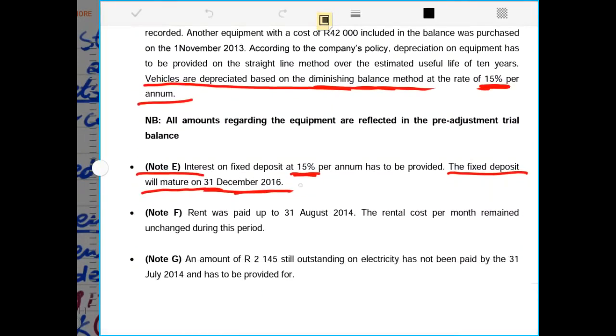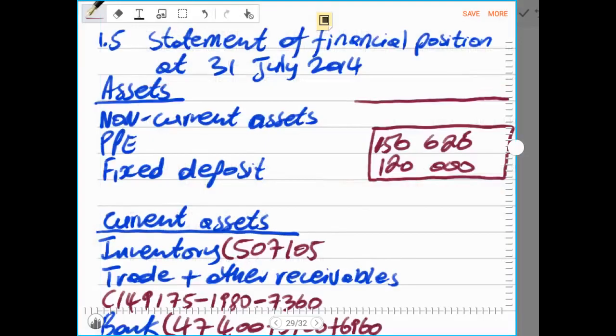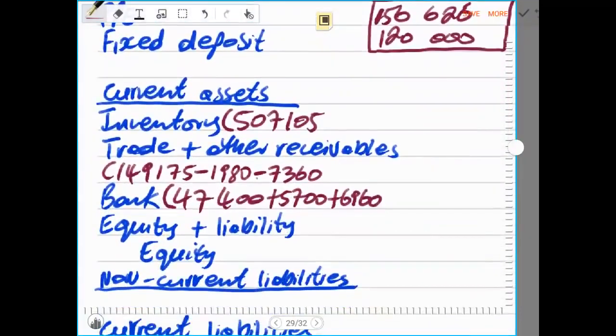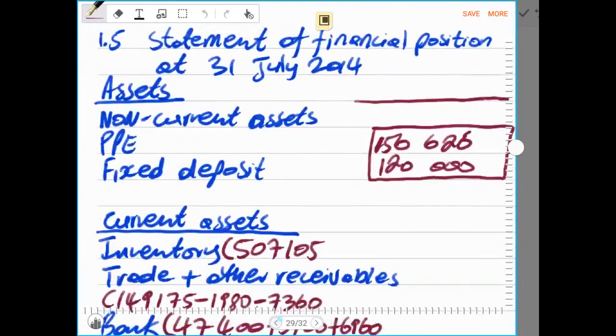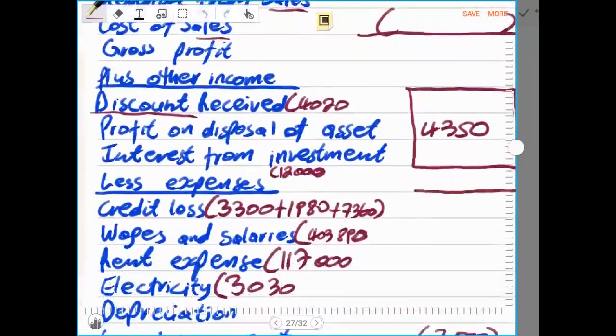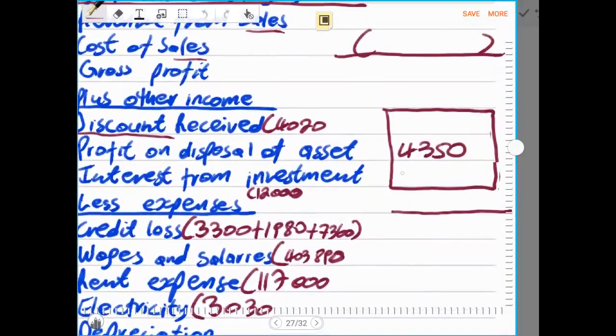Then we just say 120,000 rands times 15%. That will give us the actual amount that was supposed to be received, and that will be 18,000 rands. This amount goes straight to your income statement as the interest income. So now we know that we're supposed to have received 18,000 in the income statement. So now if we're supposed to receive that, let us record what we're supposed to receive. Interest on the investment is 18,000 rands that was supposed to be received.